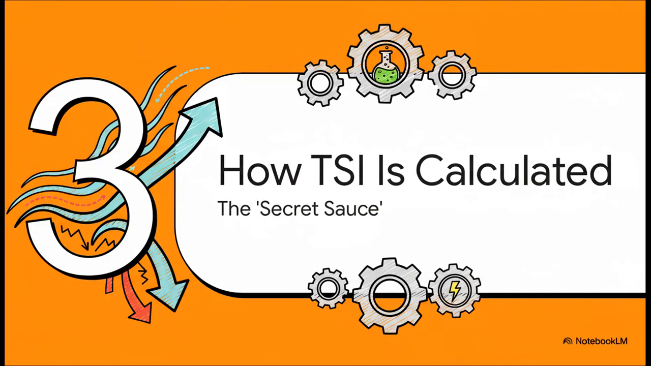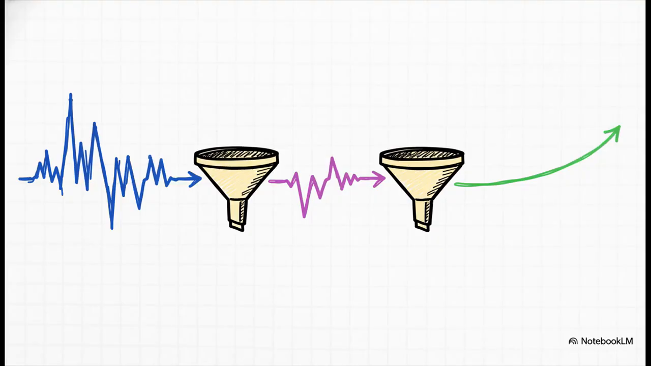All right, so how does it actually do this? How does it manage to be smooth but still responsive? What's the secret sauce in the calculation? I love this analogy. Think about tuning an old radio. You've got all that static, right? The TSI's calculation is like a filter that gets rid of that static so you can hear the music, the actual trend, clearly. It takes that raw, choppy price data and filters it, not just once, but twice.